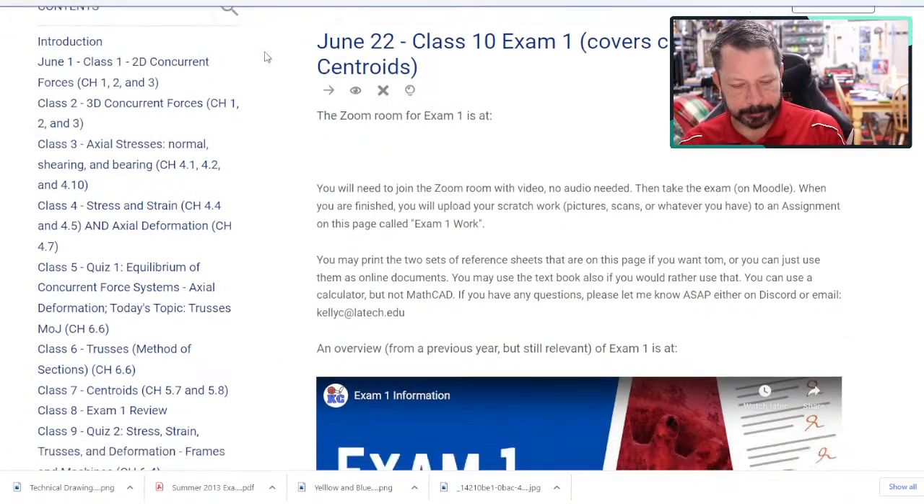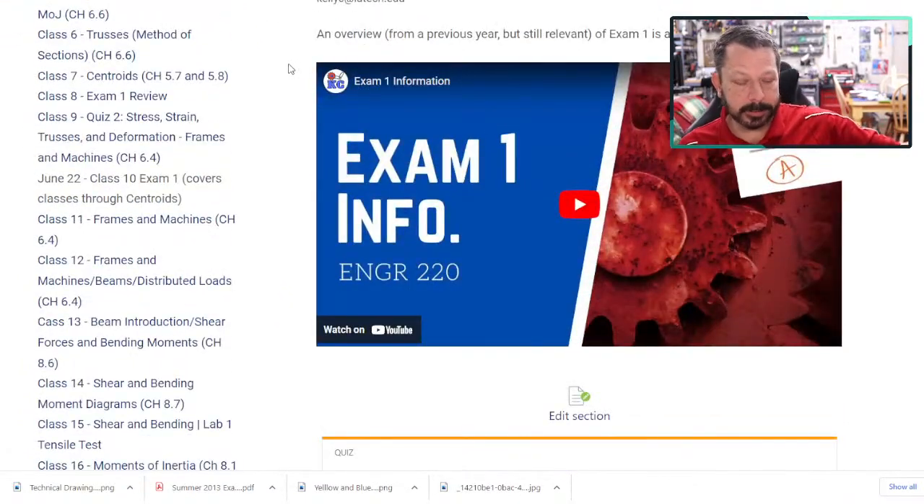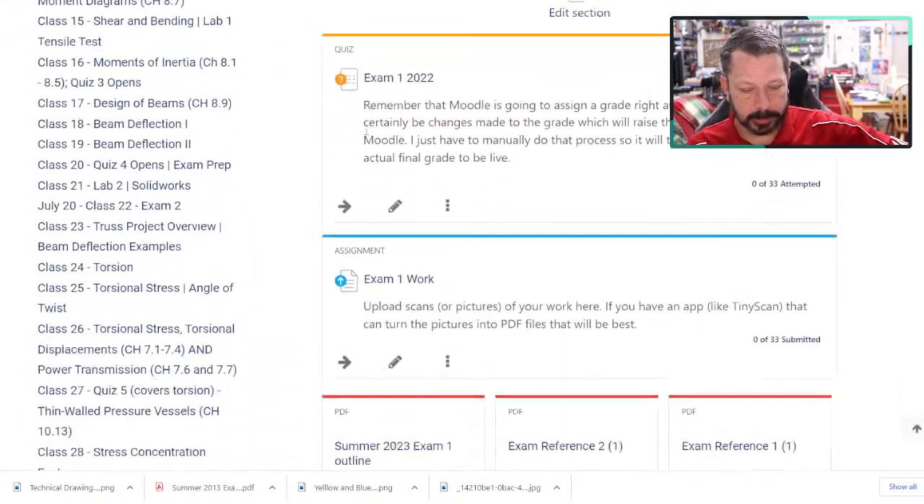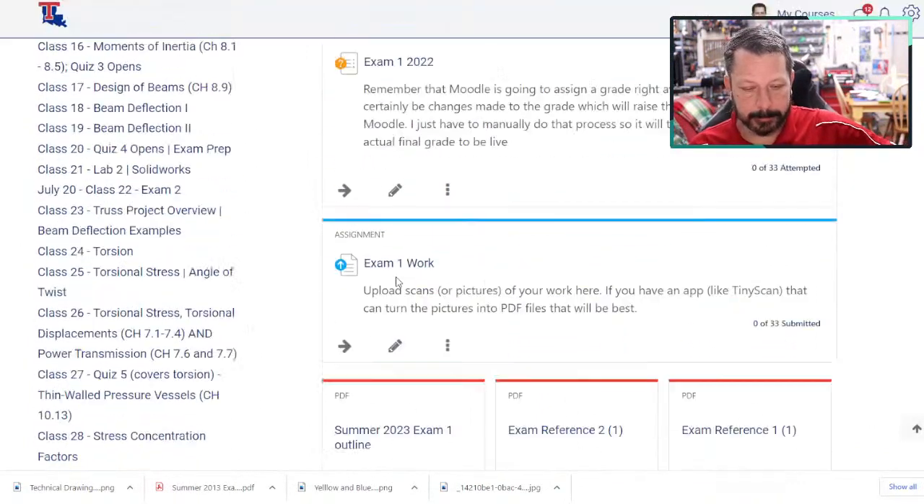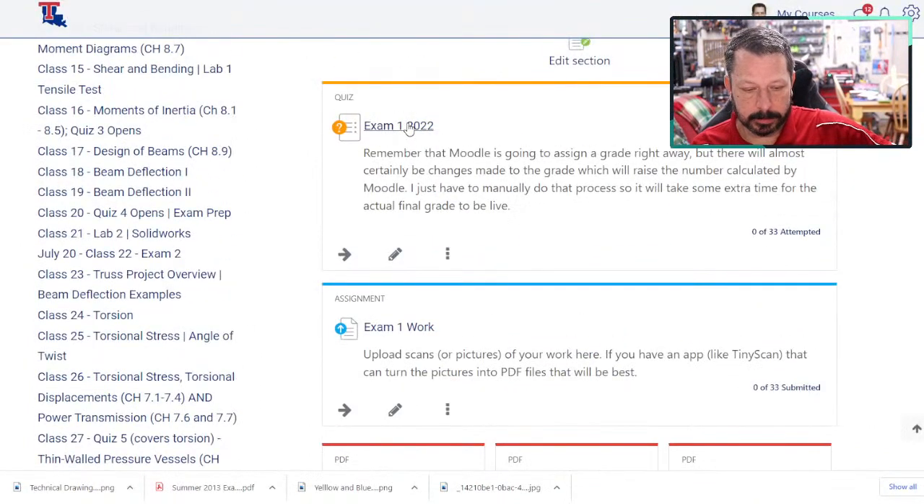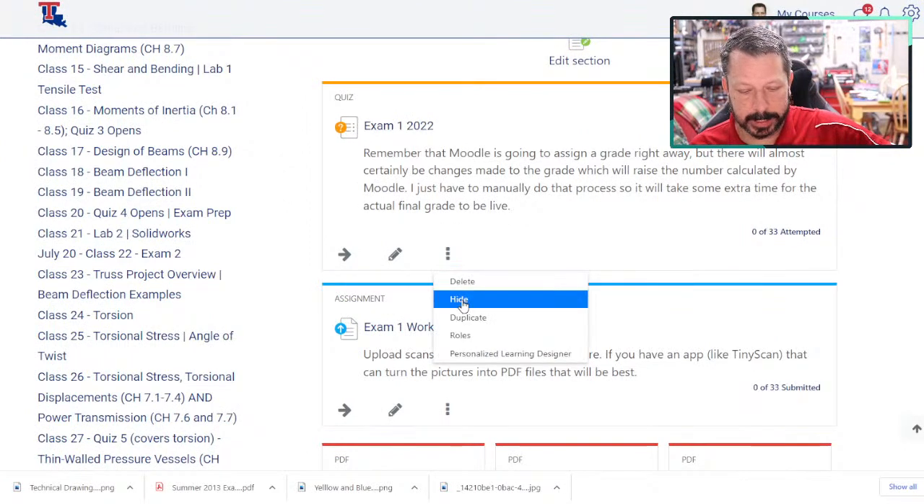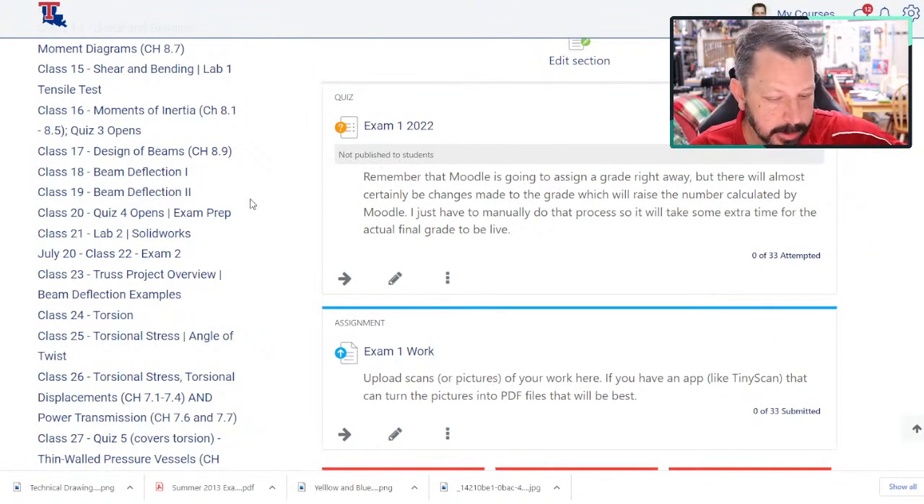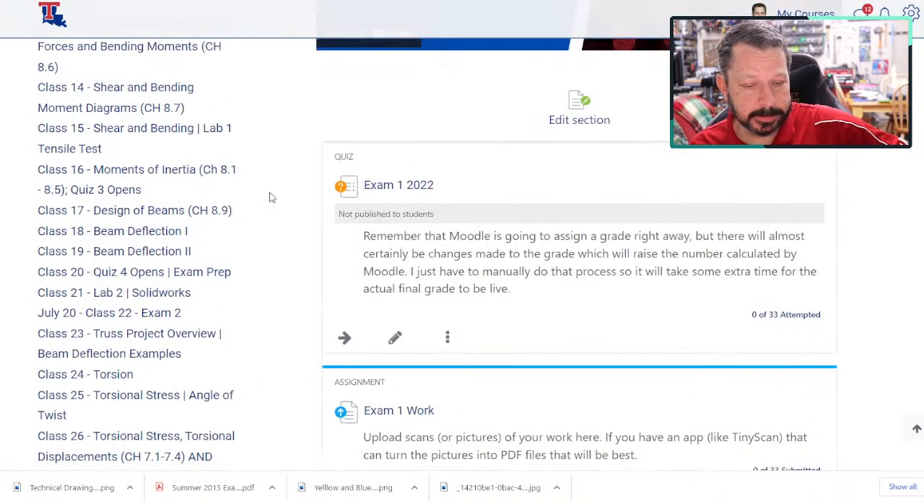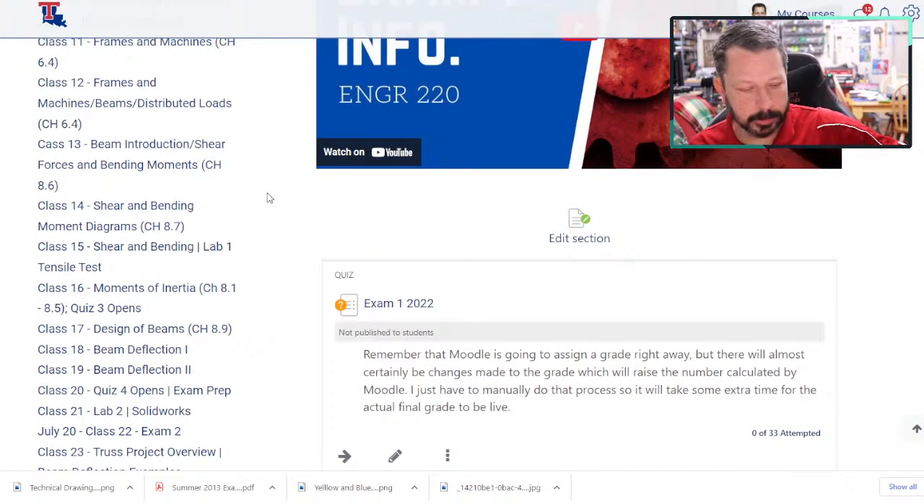All right. So that's on class 10, so you have to go to class 10 to see that one. The exam will be here ready to take. Actually, I'll go ahead and hide it so you can't even click on it right now. But that's where you'll take the exam in Moodle, and in Zoom, you'll log into Zoom.